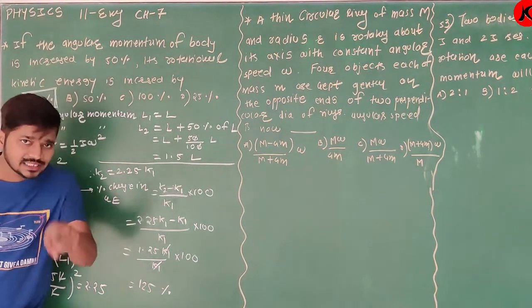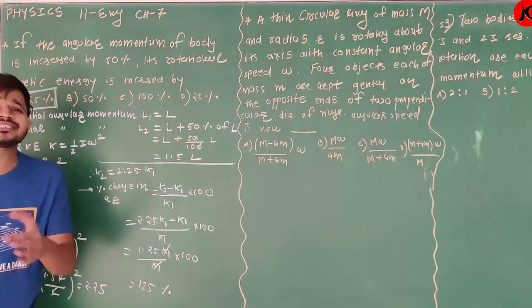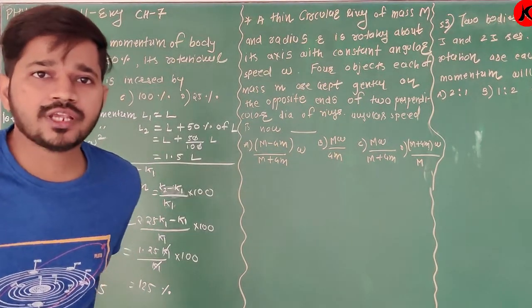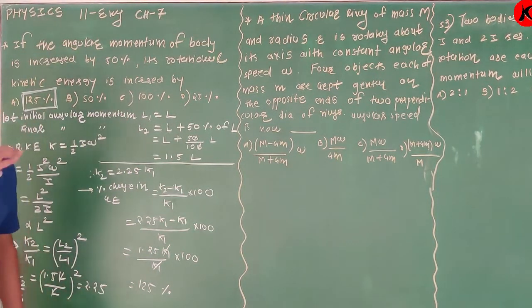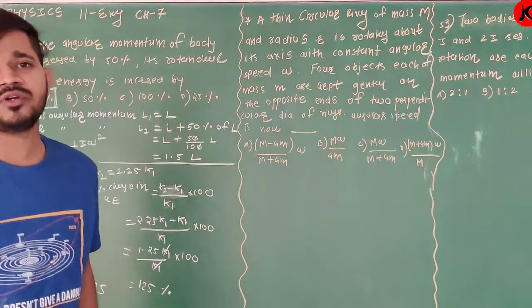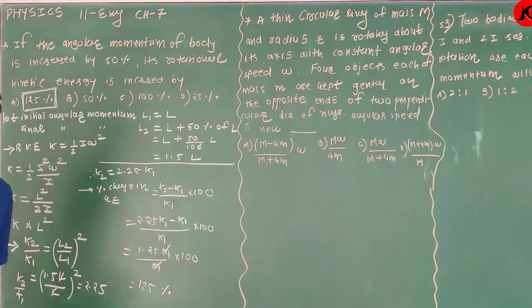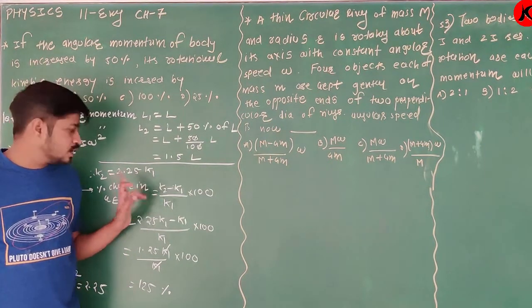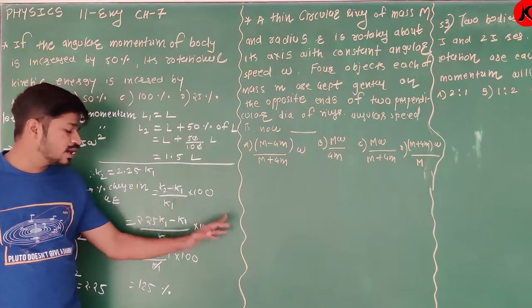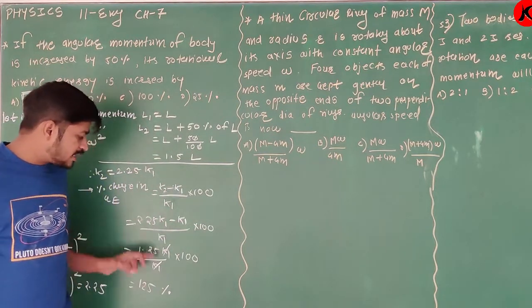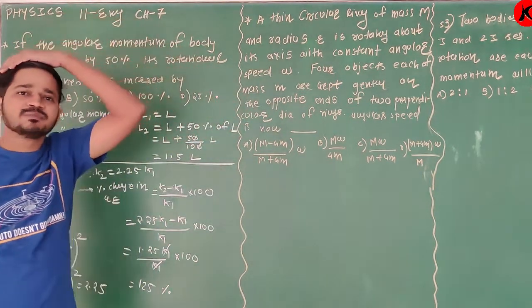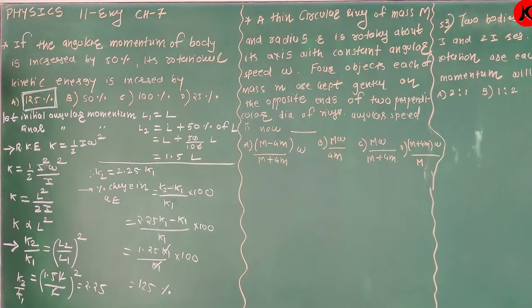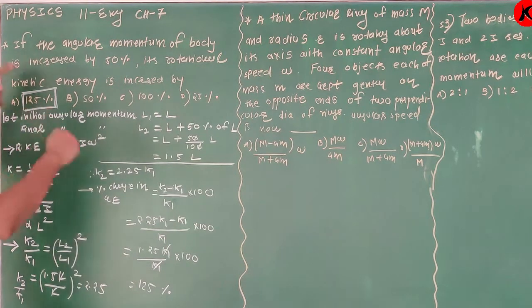If your answer of K2 minus K1 is negative, you have to write that kinetic energy decreases by 125%. Clear? The formula always remains the same. Percentage change means final minus initial upon initial into 100. If your answer is positive, it increases. If your answer is negative, it decreases. Simple. So that is one question based on such relations. Clear? Any doubt? We will see another question.